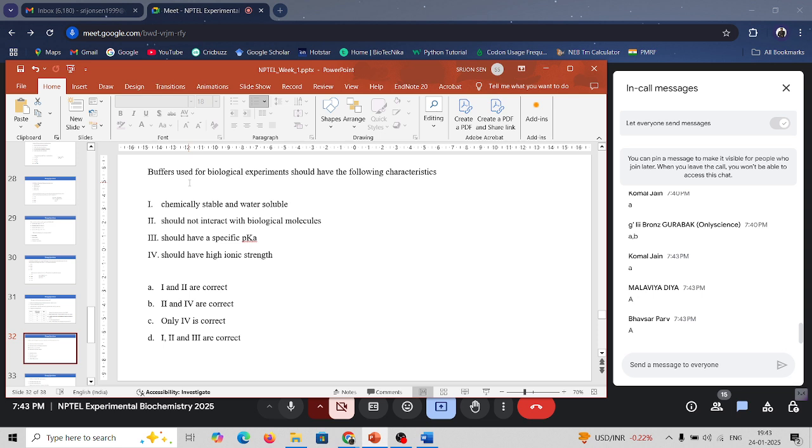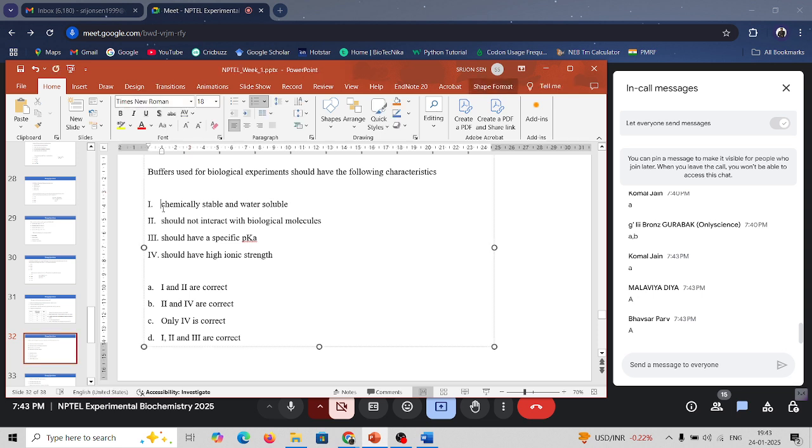Chemically stable and water soluble, that is correct. So 1 is correct. Should not interact with biological molecules, that is also correct. Should have a specific pKa. You cannot tell this very surely because it should have a specific pH. Having a specific pKa may or may not be the correct option over here.